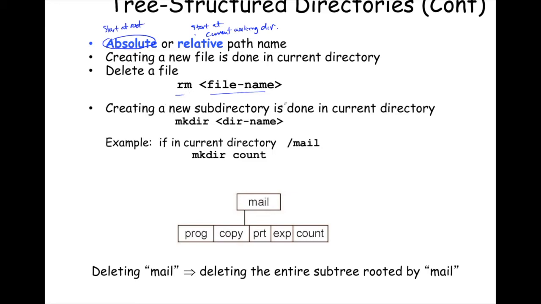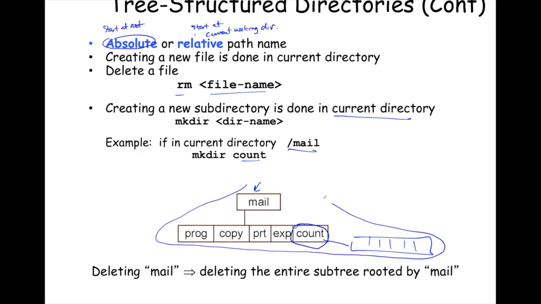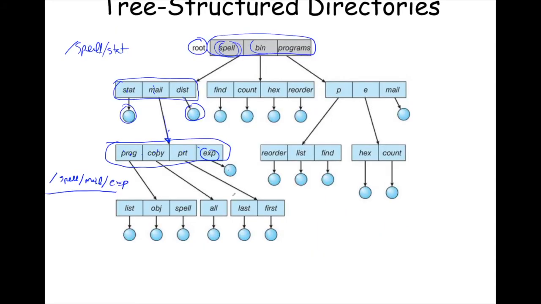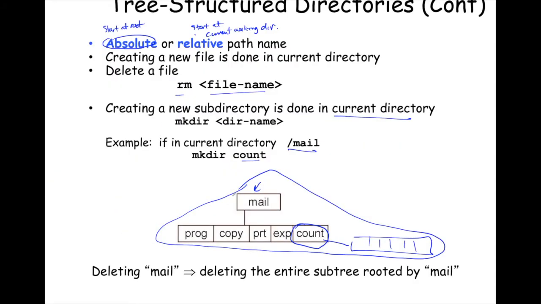When you create a new subdirectory, it's always also done in the current directory. If you're in the current directory /mail, and you say make directory count, you're making a subdirectory. Inside of the mail directory, you're going to add a new entry called count, and that's going to be a subdirectory. So that count is going to be associated with yet another index on disk. But if you delete this mail directory, you're going to delete the entire subtree within your file system associated with this tree structure directory concept.